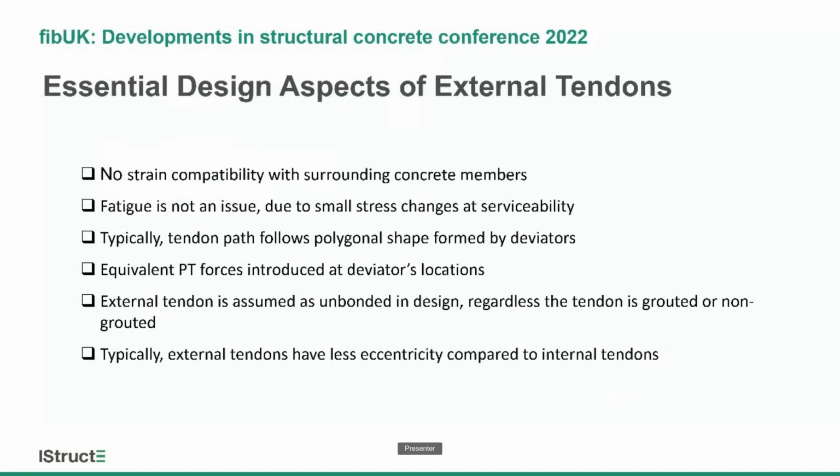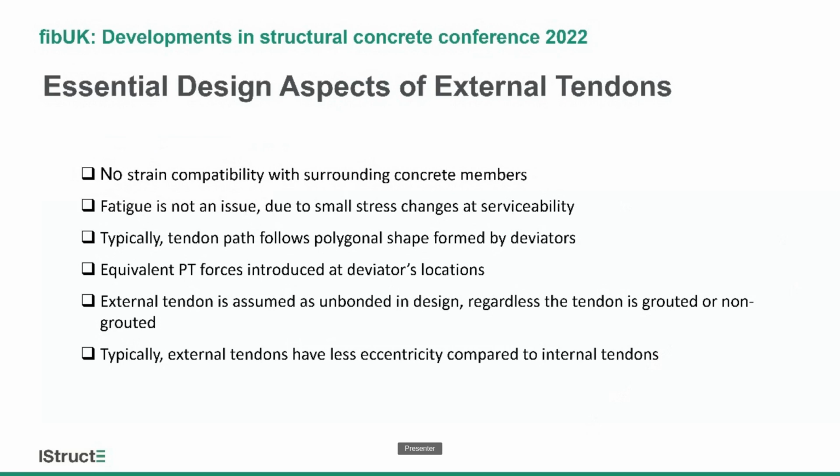Coming a little bit to design aspects, that is also a nice chapter in the bulletin. So what is different to the design of standard bonded tendons? The major thing is, of course, that we have no strain compatibility at the individual section between the post-tensioning and the surrounding concrete. That has advantages, because we have typically quite small stress ranges. That means fatigue isn't an issue. We cannot have this continuous deviation, so typically a polygonal shape is applied.